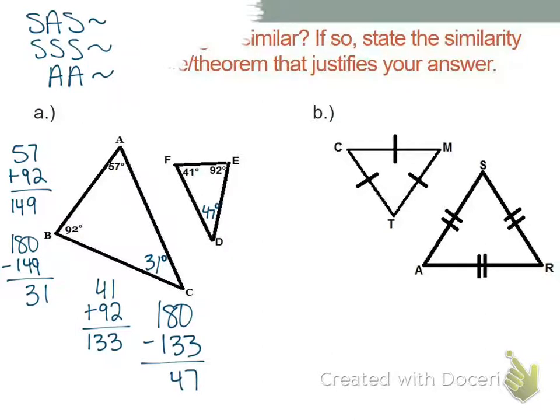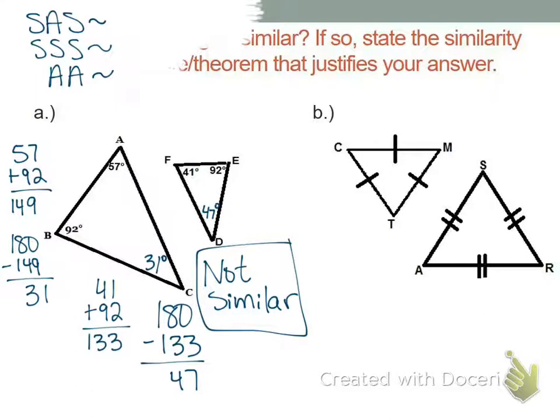So this shows us for sure we don't have 2 pairs of angles. These are not similar. If they are not similar, do not write a similarity statement. Just tell me they're not similar and move on. If they are similar, that's when we'll write a similarity statement and say what theorem we used to show it.